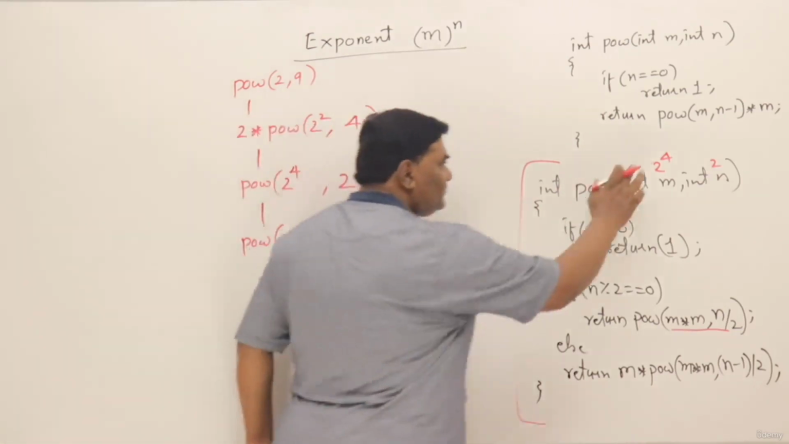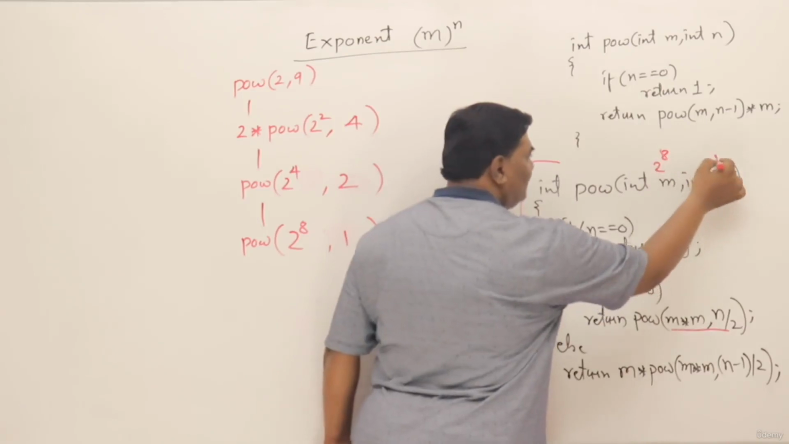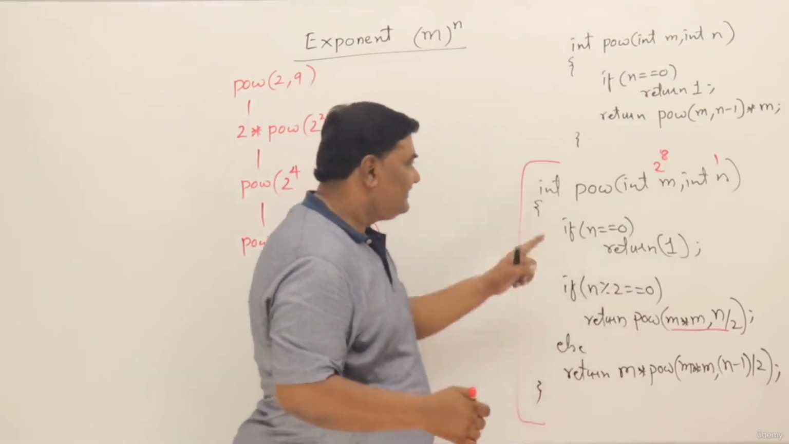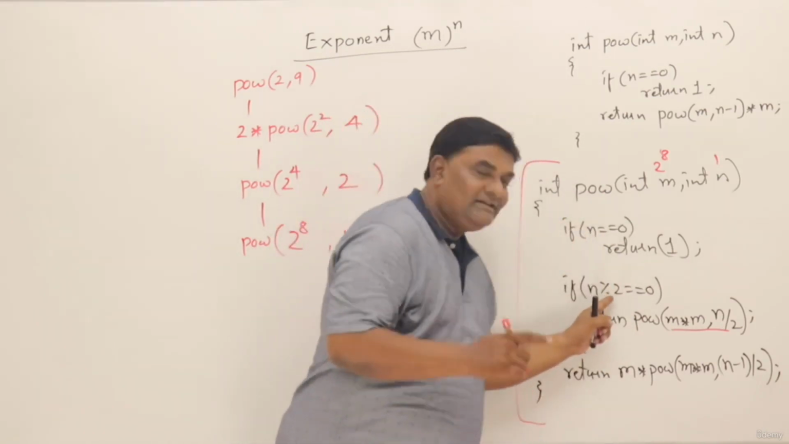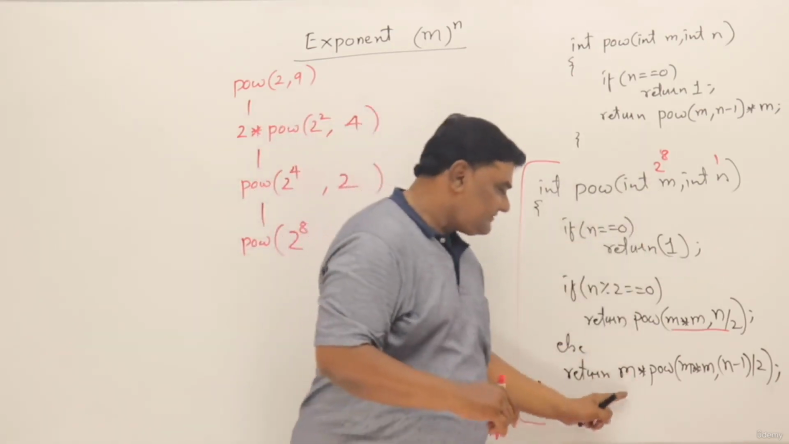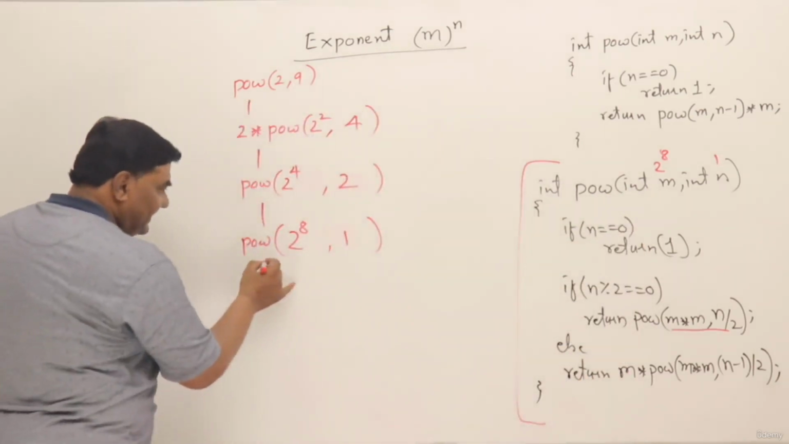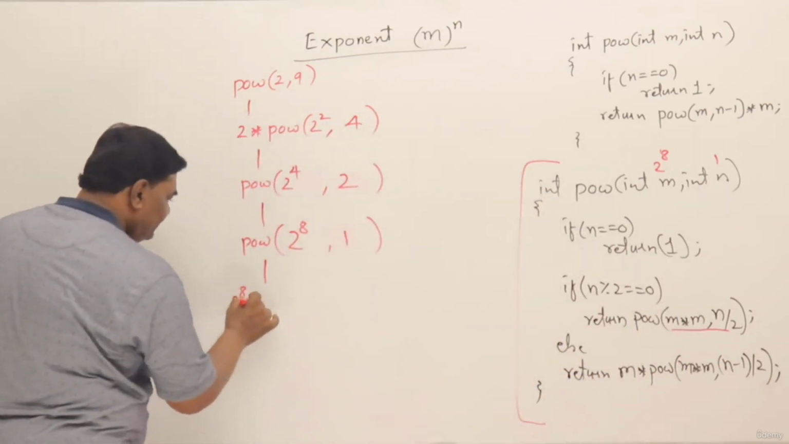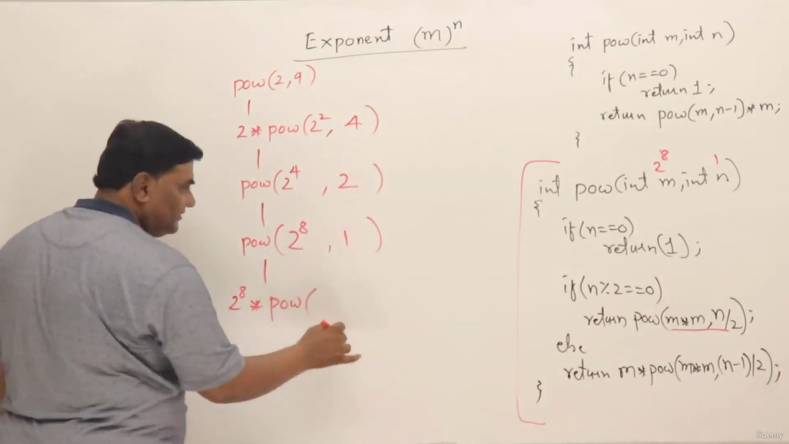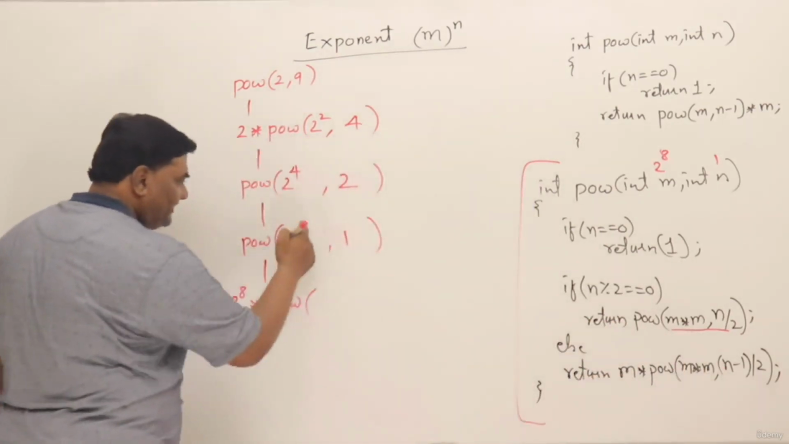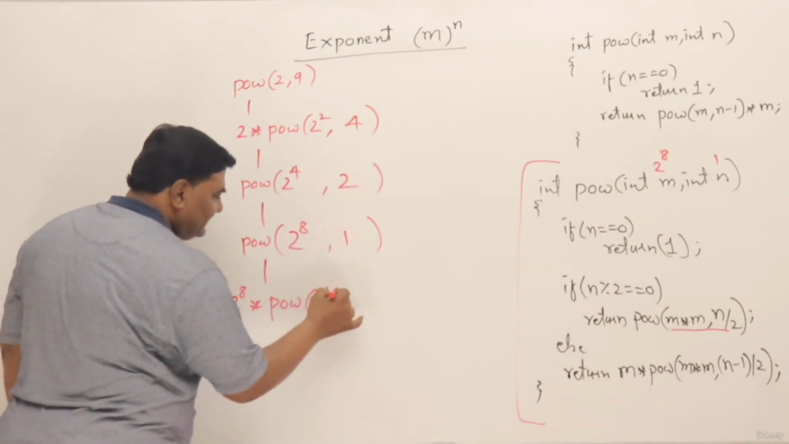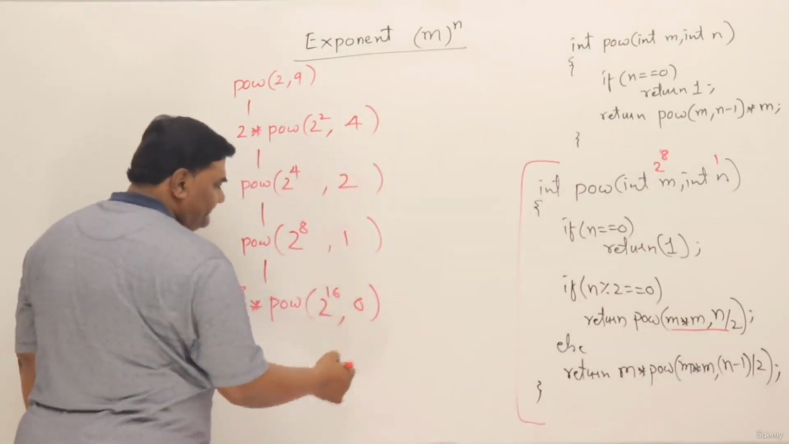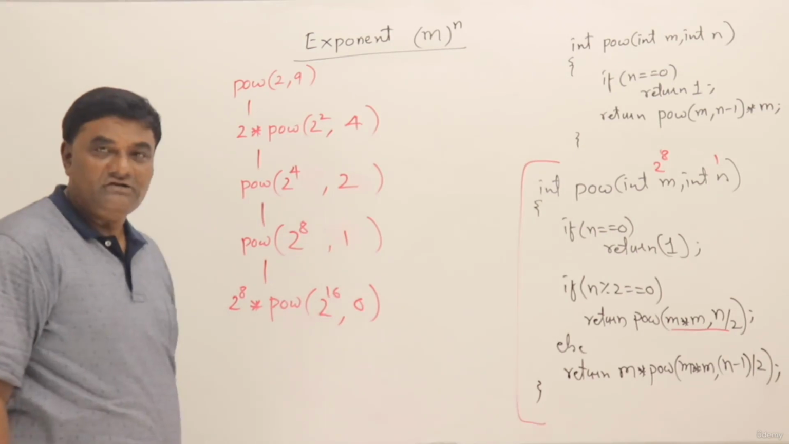Now this call, this is 2 power 8 and this is 1. This time n is not 0 and n is not an even number, it is 1. So it enters into the odd part. So in that, m into power of so and so. So m is how much? 2 power 8 into power of m into m, that is 2 power 8 into 2 power 8, that is 2 power 16, comma n minus 1 by 2. 1 minus 1 by 2 is 0. So this is the last call.